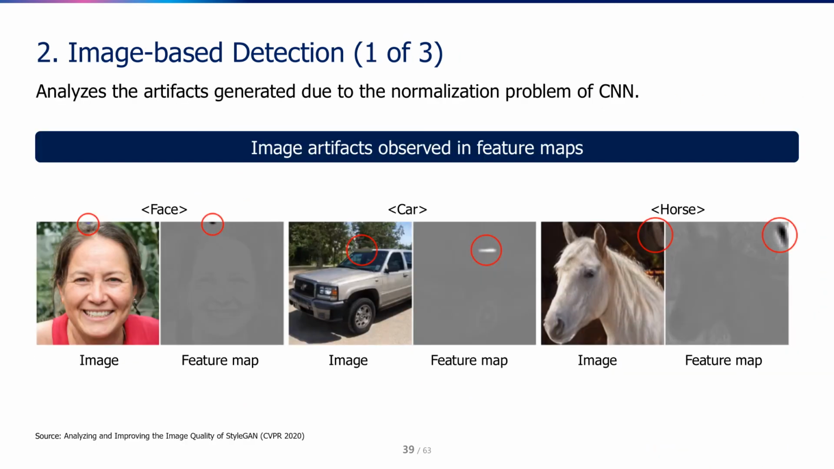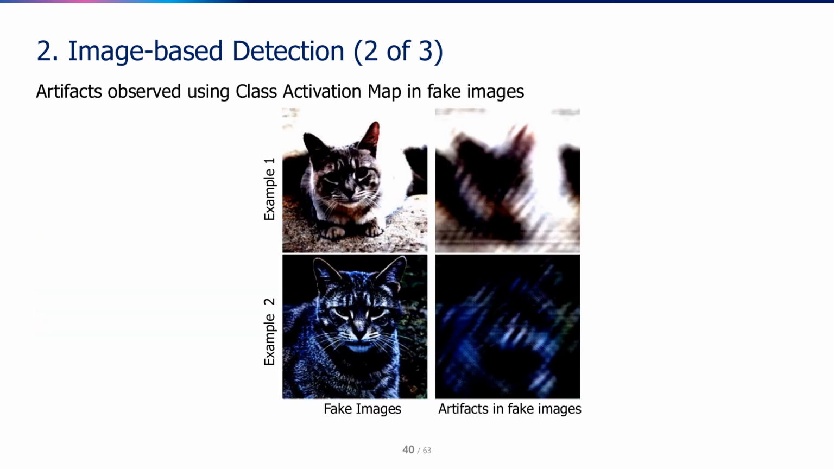Next is the image-based detection, which I previously mentioned already. StyleGAN is a well-known example that contains droplet-like artifacts in fake images, which are now fixed in StyleGAN 2. In our own research, we have observed where the model is focusing to find the artifacts using a class activation map. As you can see in the right column, the model is focusing on the outer edges rather than the central region. So we can conclude that the artifacts in fake images are mostly found in the background.